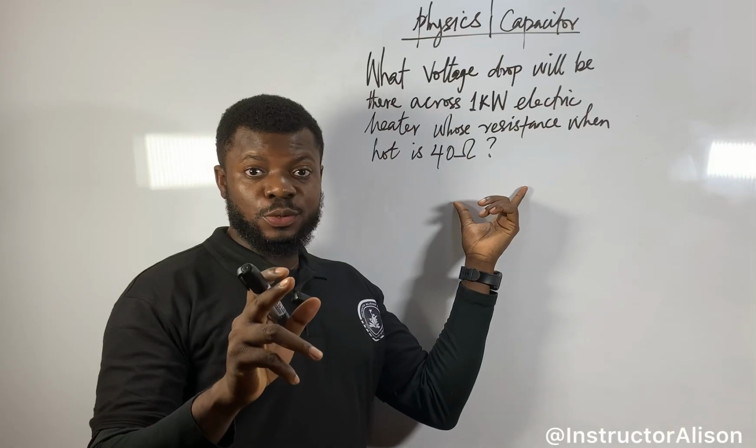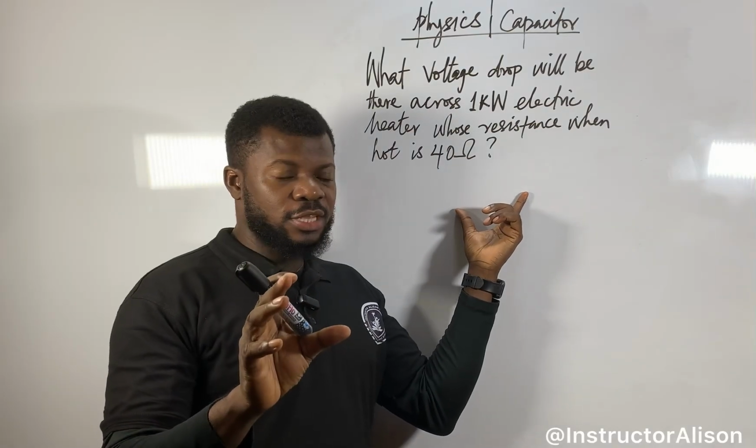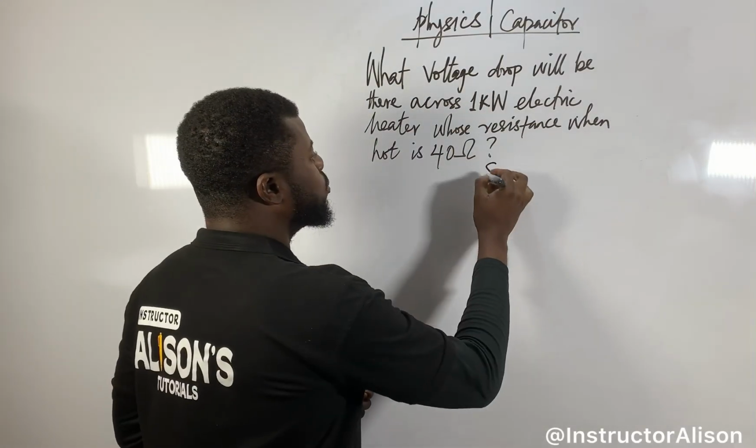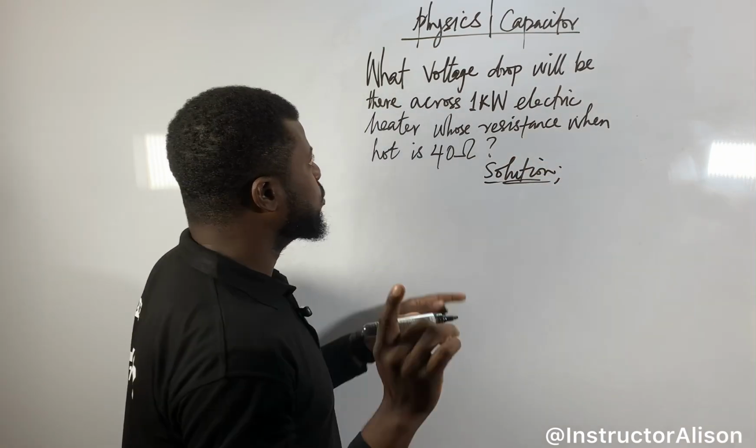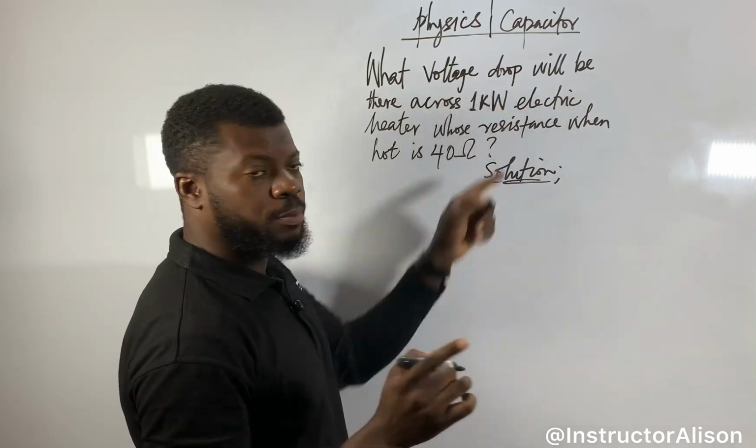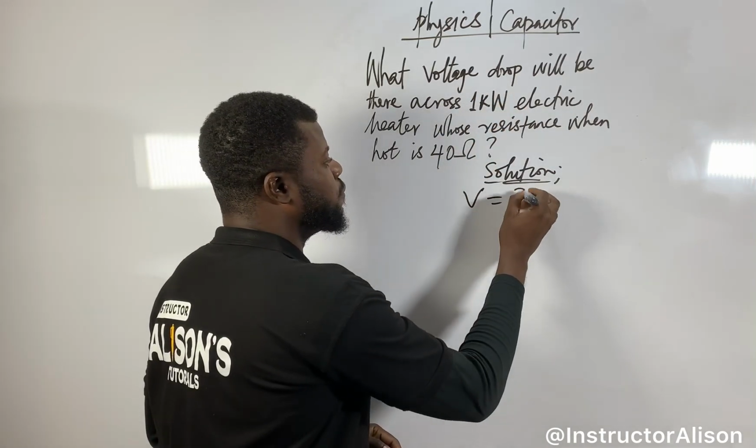This question may look hard, but it is very simple. Let me show you how to solve it. So the first thing we will do is ask yourself, what are they asking for in this question? They say find the voltage drop. So I will use V to represent voltage drop.